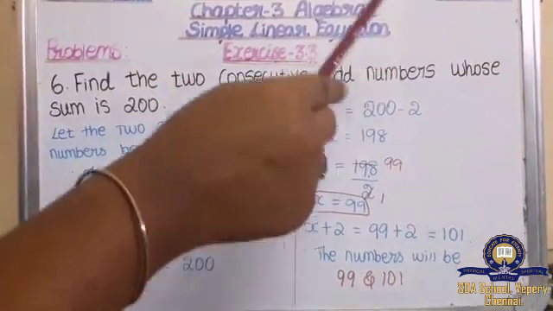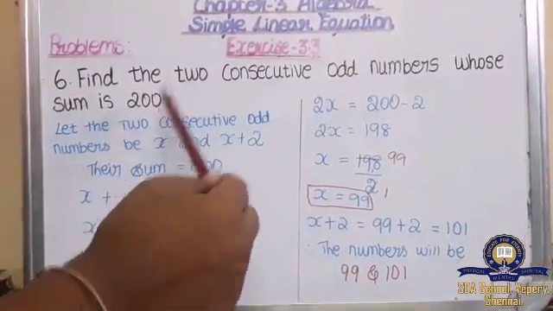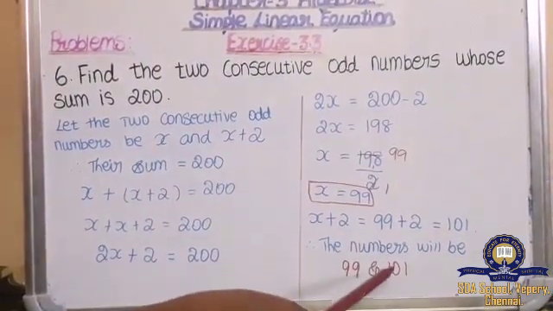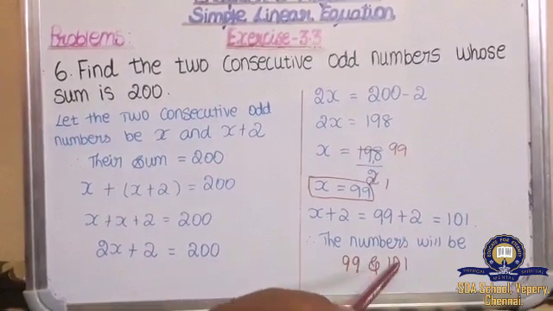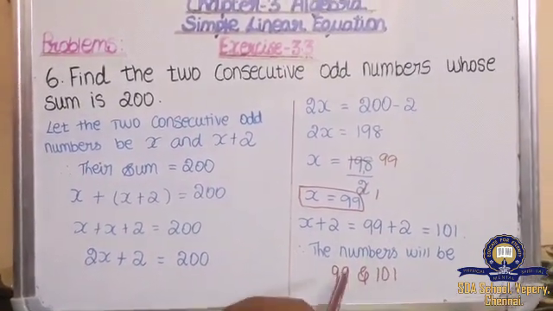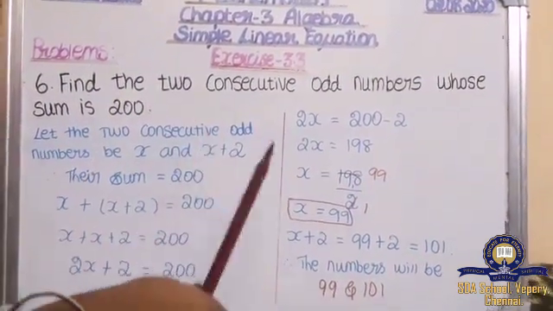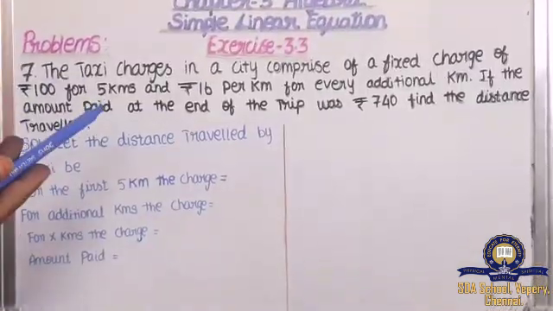Find the two consecutive odd numbers whose sum is 200. Here we found that the two consecutive odd numbers are 99 and 101. When we add these two values, 101 plus 99, we get the sum 200. Therefore our answer is correct. Now we move on to our next problem.